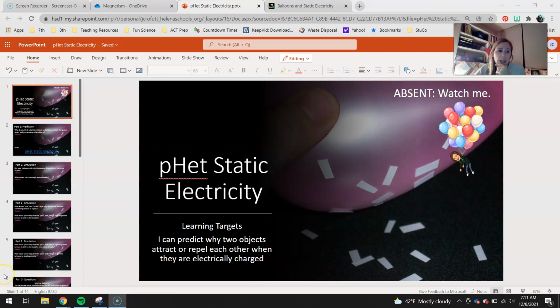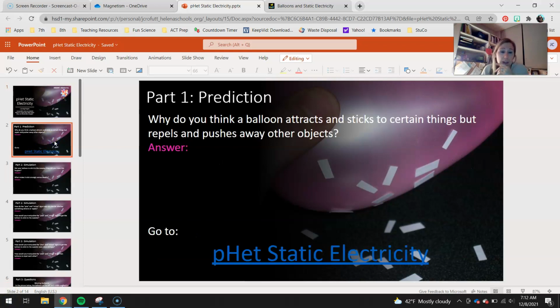Okay, so today we're going to get into why these attractions or repulsions actually happen, and this is a good basis for what we learn in magnetism, which I think you all already know. Okay, so let's move on to slide 2.